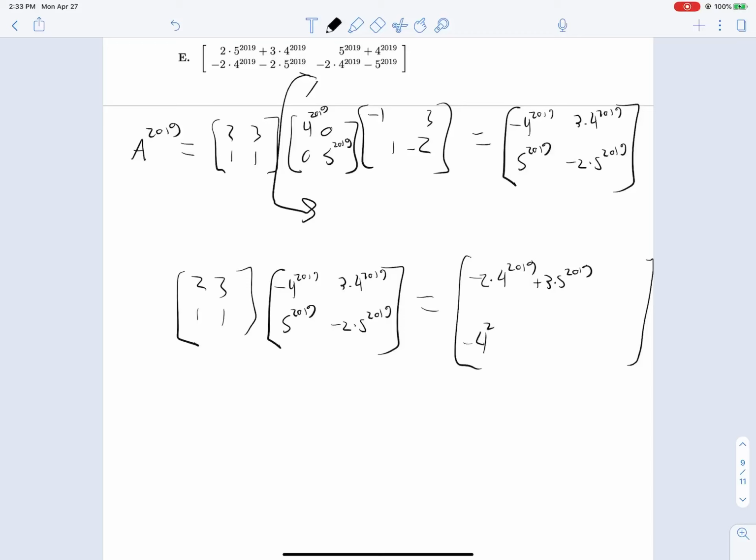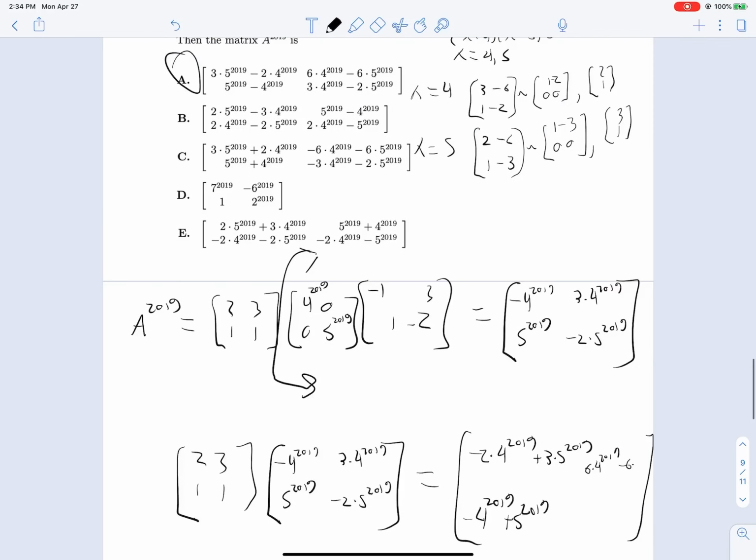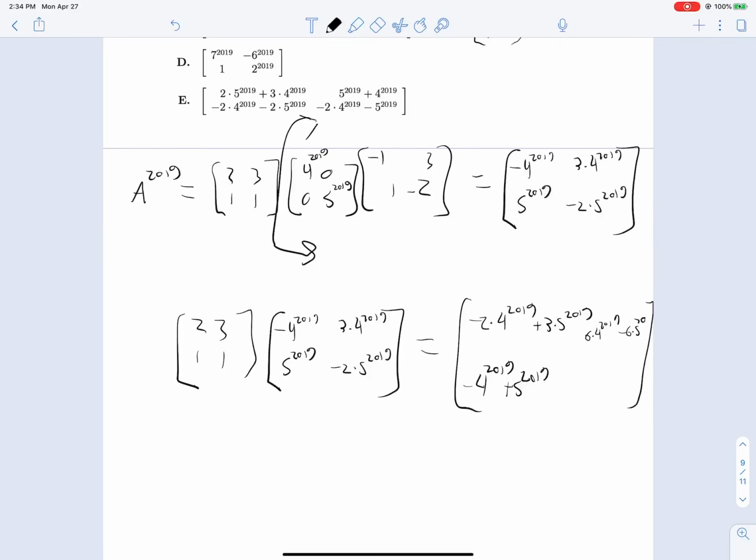Minus 4 to the 2019 plus 5 to the 2019, and then over here we get 6 times 4 to the 2019, minus 6 times 5 to the 2019, and then finally on the bottom we get 3 times 4 to the 2019 minus 2 times 5 to the 2019.